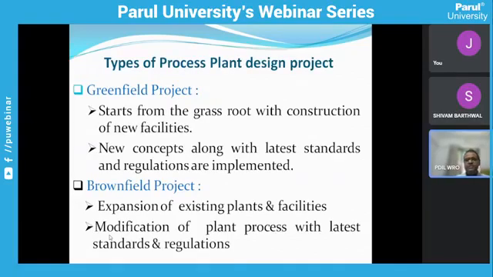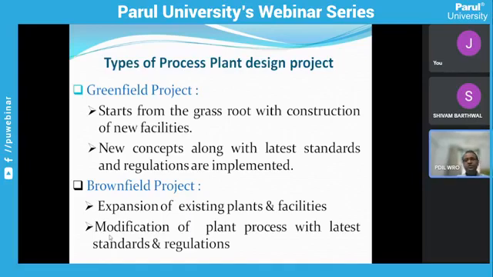The types of process plant design projects can broadly be classified into two types. One is the greenfield project, because it basically starts from the grassroots. That means there is vacant land, nothing is constructed. You have to build up a chemical plant, or develop a storage terminal, or a LPG import terminal, whatever you want to develop there. So this will be part of a greenfield project.